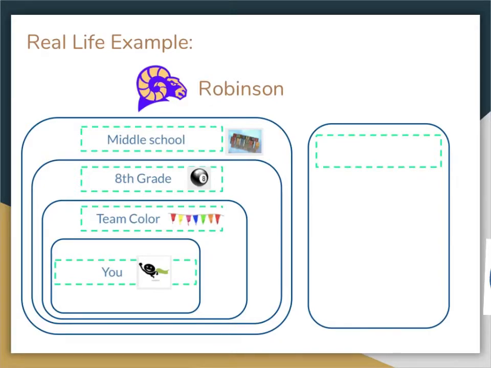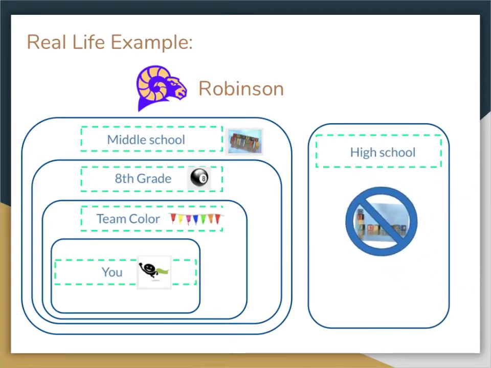But are there people that are not in the middle school, but still at Robinson? Yes, those people are the high school students. So the high school students are still at Robinson, but they're completely separated from the middle school. So in the middle school, you can be an 8th grader, but you could also be a 7th grader. So some middle schoolers are not 8th graders. You could be on a team color that's a different team color than somebody else that's not you. So that maybe just you is you. So this is your real life example of the real number system.